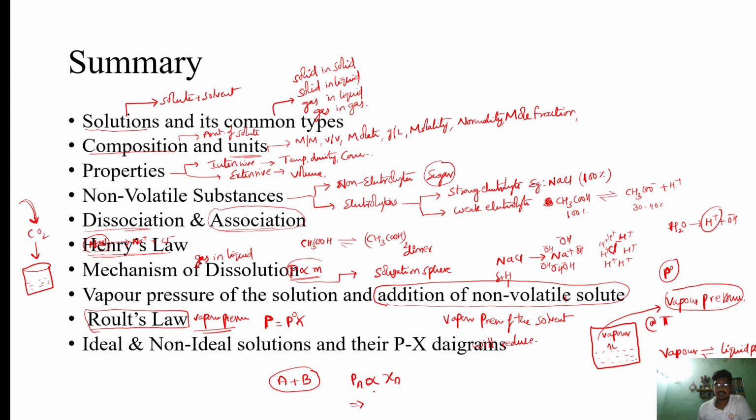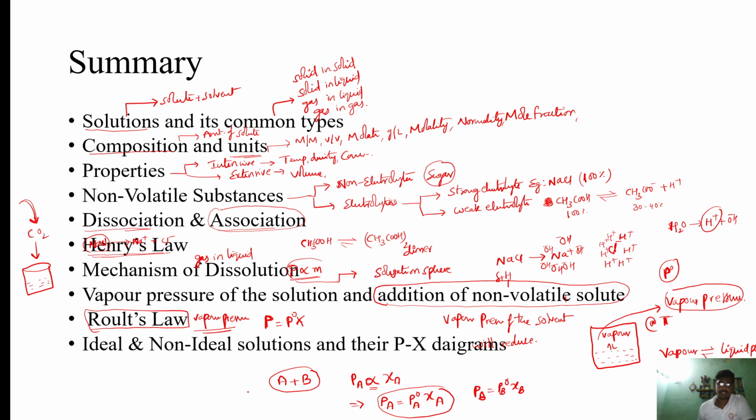If you remove this proportionality symbol, you will get the expression of Raoult's law like this: Pa equal to Pa naught. This Pa naught is nothing but the vapor pressure of component A in its pure state. Pure state means it is not mixed with another component like B. So when it is in pure state, what is its vapor pressure? That is what we call pure vapor pressure. And this is multiplied by mole fraction of A. Similarly, for component B, Pb equal to Pb naught into Xb.